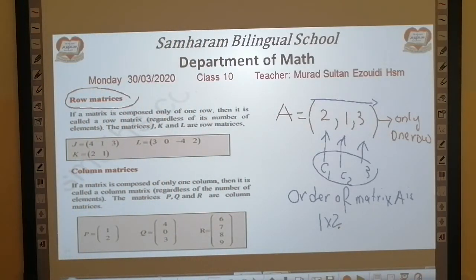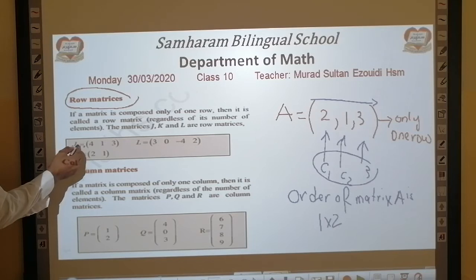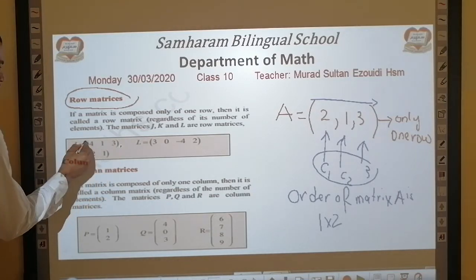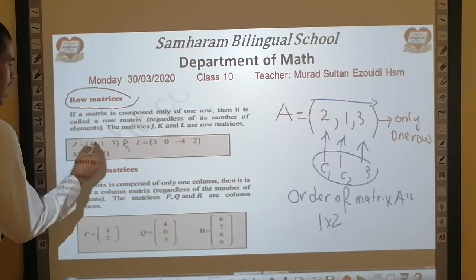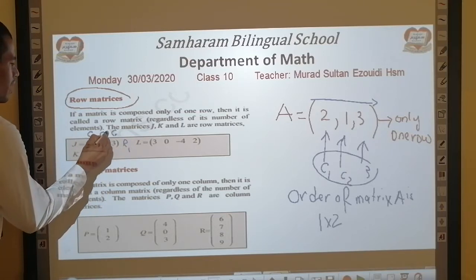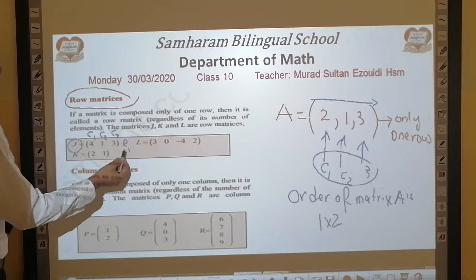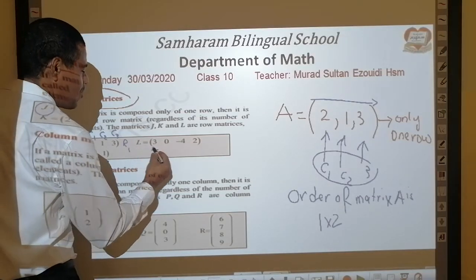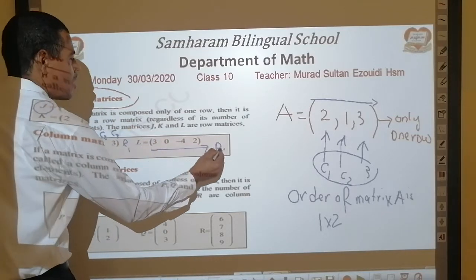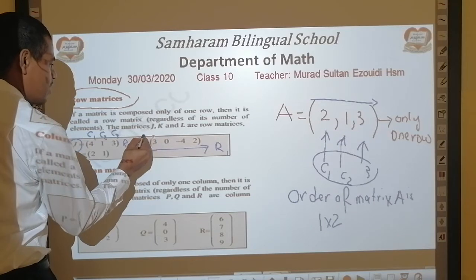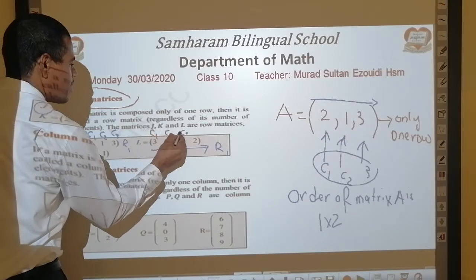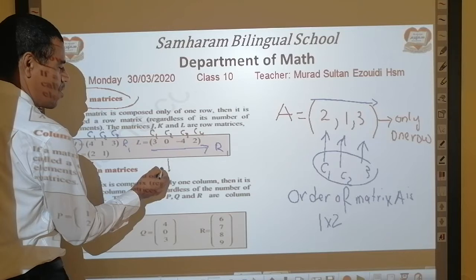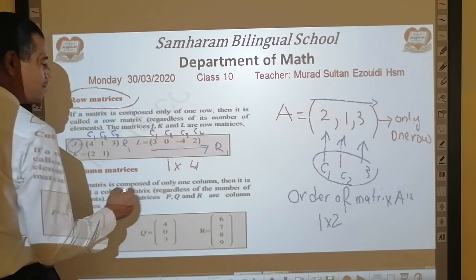So, with all that, for example, G is a matrix that contains 4, 1, 3. This is the first row. Here we have only the first row, row 1. And how many columns? C1, C2, and C3. So the order of G is what? 1 row multiplied by the number of columns. The next one also has only one row, but how many columns, my kids? 4 columns: C1, C2, C3, C4. So the order of this matrix is 1, the number of rows, multiplied by 4, the number of columns.